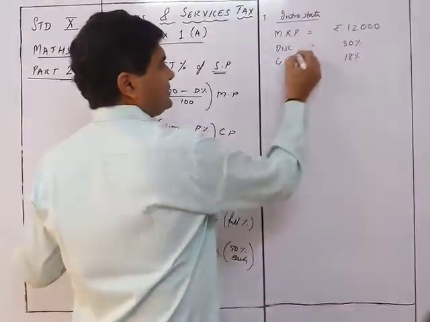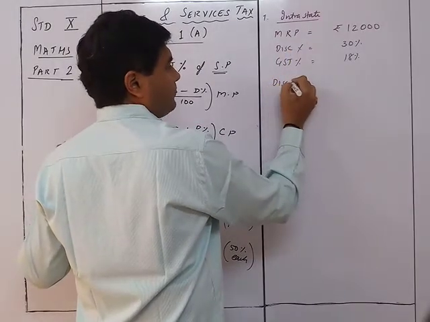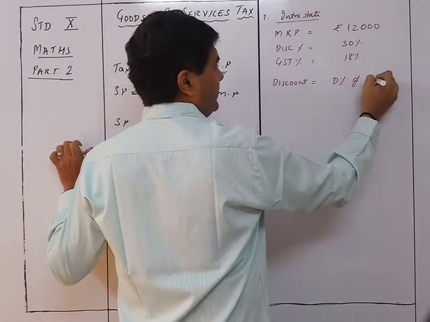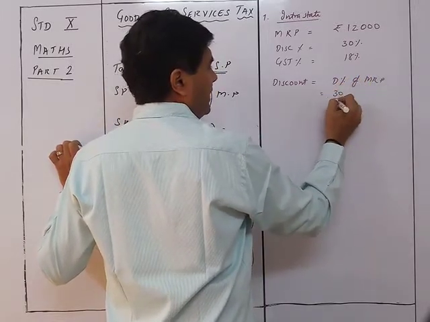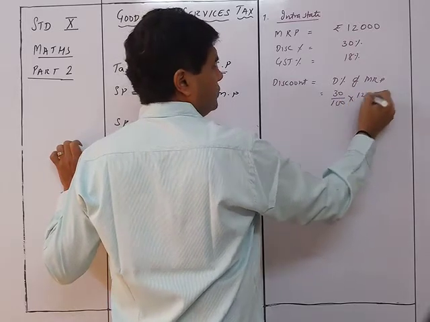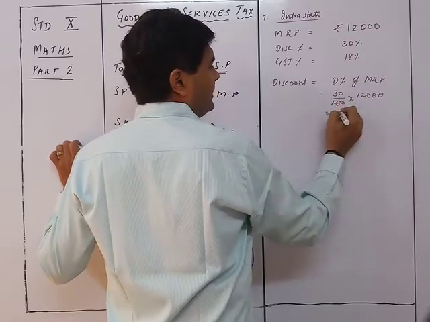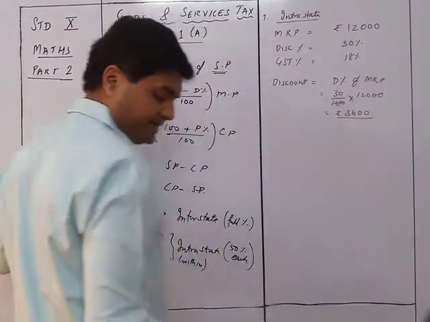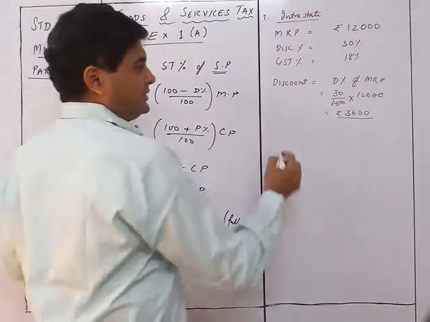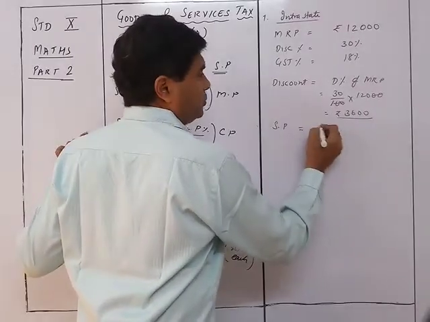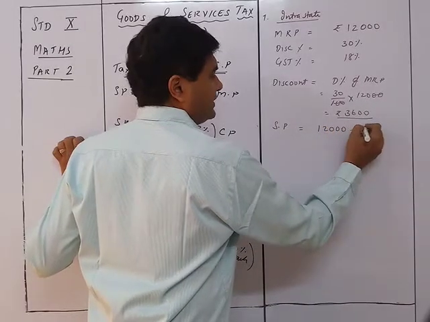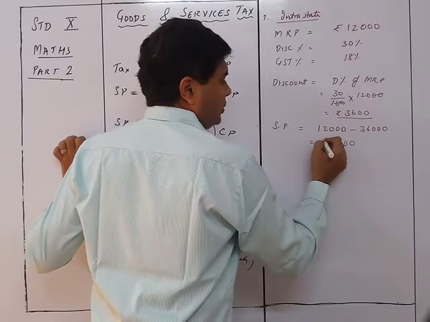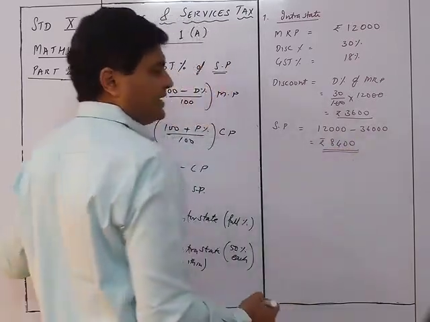So first one is discount. So discount is equal to discount percent of MRP. So that will be equal to 30 upon 100 into 12000. That will give us rupees 3600. So the discount is 3600. Hence the discounted price or the selling price is equal to 12000 minus 3600. That is going to be 8,400. So rupees 8,400 will be the selling price over here.